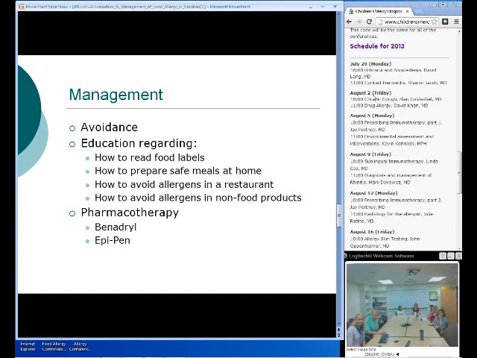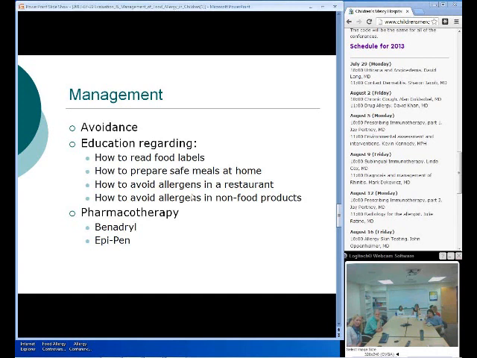And then how to avoid allergens in non-food products, just one example. The influenza vaccine contains an egg protein, and so just making sure parents are aware of that if their child has an egg allergy, that might be something that they need to avoid. And then other ways of management and treatment, of course, pharmacotherapy with Benadryl, and then epinephrine subcutaneously with an EpiPen if you're concerned for anaphylaxis.